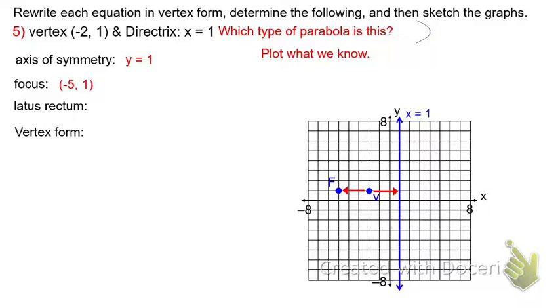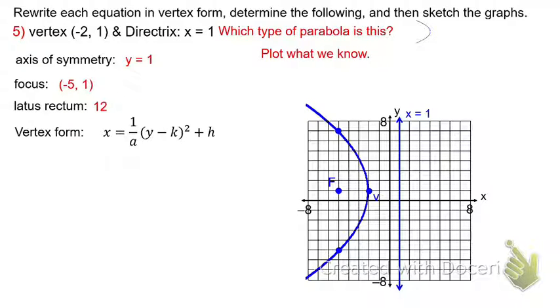It's at (-5, 1). Now that's a total of 6 units from directrix to focus, which means we can go up and down 6 units from the focus to find those points that make up the latus rectum. These 3 points are going to be my parabola. Because we went 6 units above and 6 units below the focus, that total length is 12 units for the latus rectum.